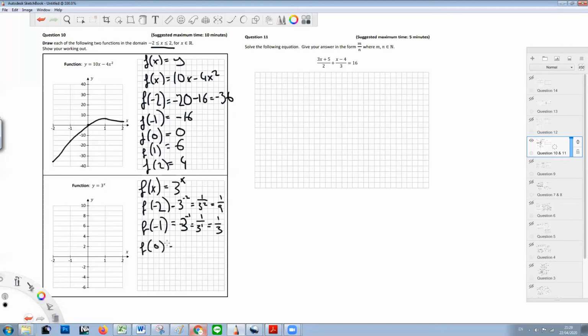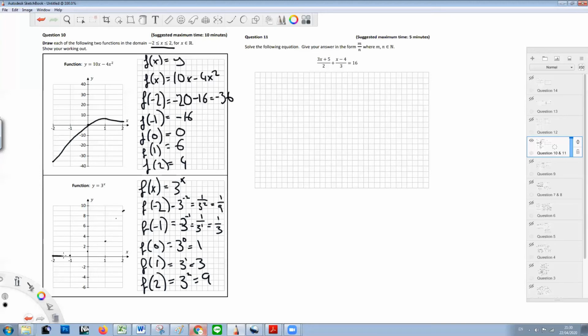f of 0 is going to be 3 to the power of 0, which is equal to 1. f of 1 first is equal to 3 to the power of 1, which is just 3. And f of 2 is equal to 3 squared, which is equal to 9. So then you just basically sub them in. At minus 2, so our x is minus 2, our value is going to be 1 over 9, so it's almost going to be here. When x is minus 1, our value is going to be basically here, because it's going to be a third. When x is 0, our y value is going to be 1. When x is 1, our y value is going to be 3. And when x is 2, our y value is going to be 9.